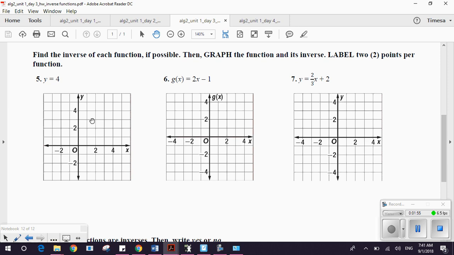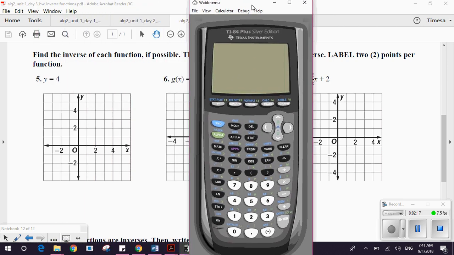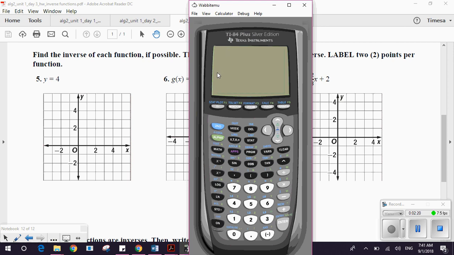Number 5 wants us to find the inverse of each function, if possible, then graph the function and its inverse. Label 2 points per function. So let's graph y equals 4, because we probably forgot what that kind of graph looks like. This calculator is similar to the calculator we have in class, except the calculator in class has color, which is nicer for your graphs. So keep that in mind. I'm going to graph y equals 4. That's a horizontal line.